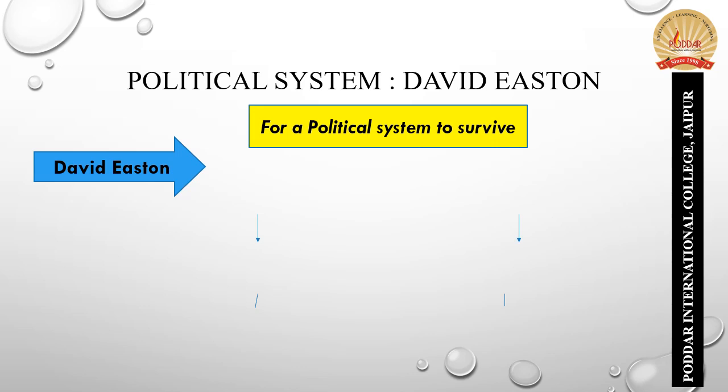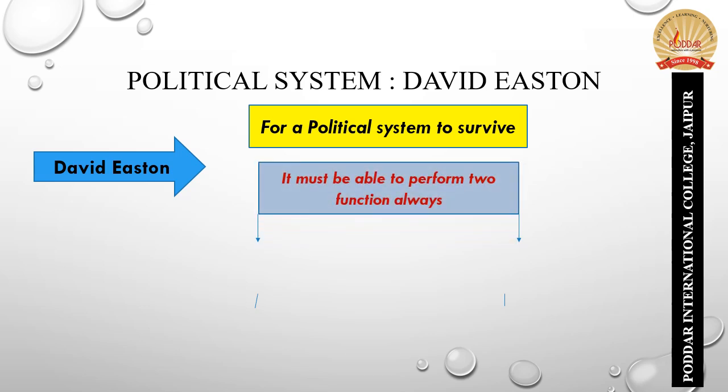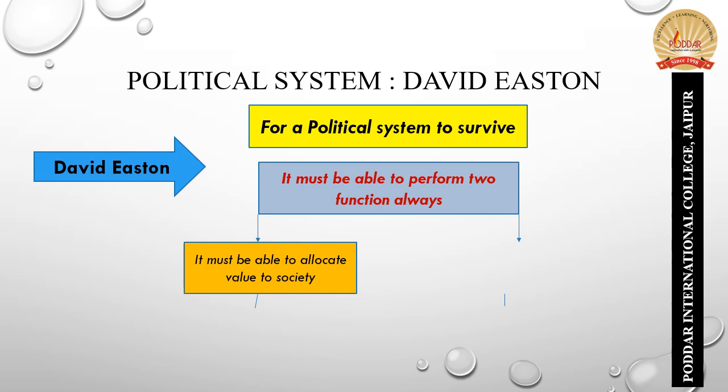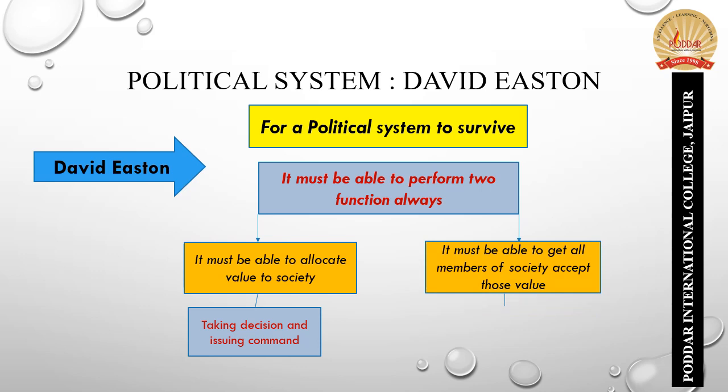In other words, we can understand that a political system wants to survive by the performance of two main functions. First, it must be able to allocate values to society, based on taking decisions and issuing commands. Second, it must be able to get all members of society to accept those values which are allocated, meaning get decisions implemented and commands obeyed.